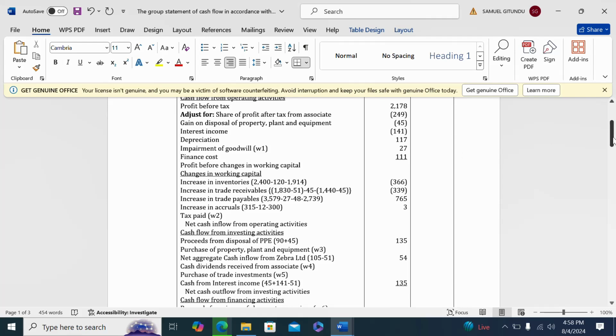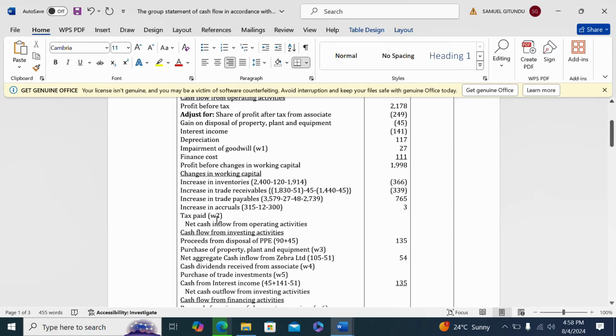So 2178 minus 249 minus 45 minus 141. We add 117, add 27, and add 111. So I'm getting my profit before changes in working capital as 1998. Then we come to changes in working capital.